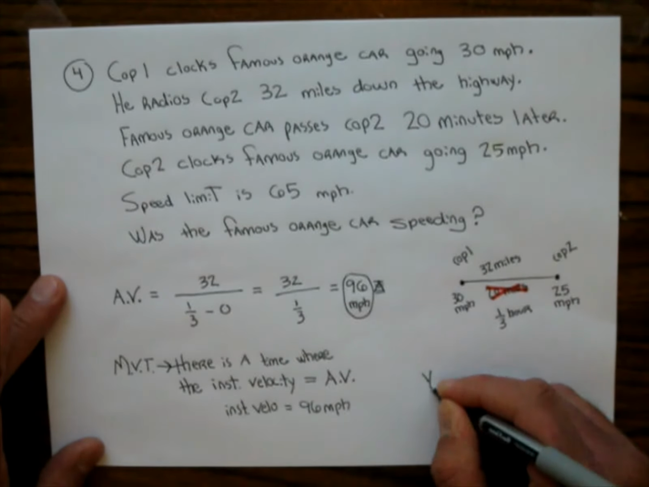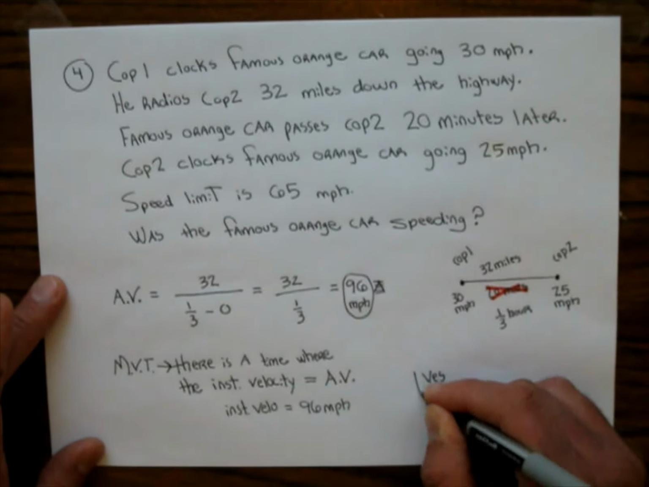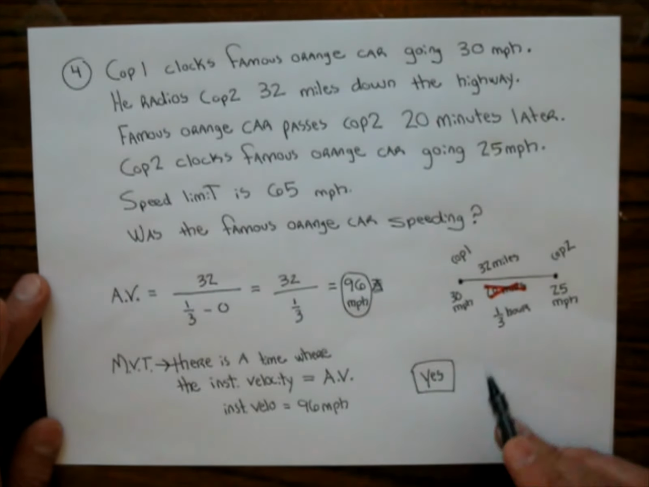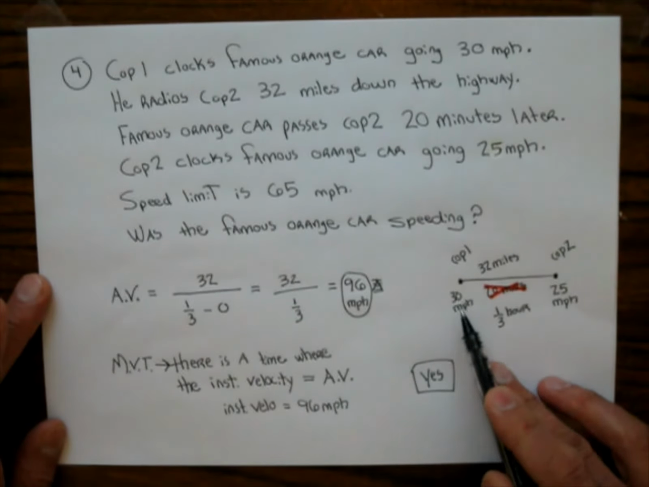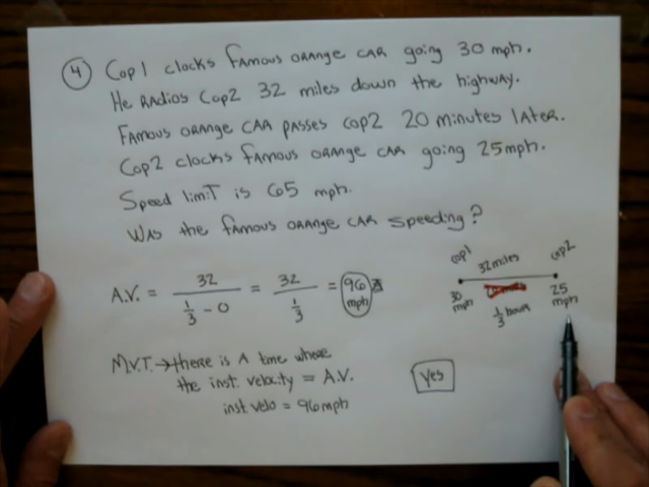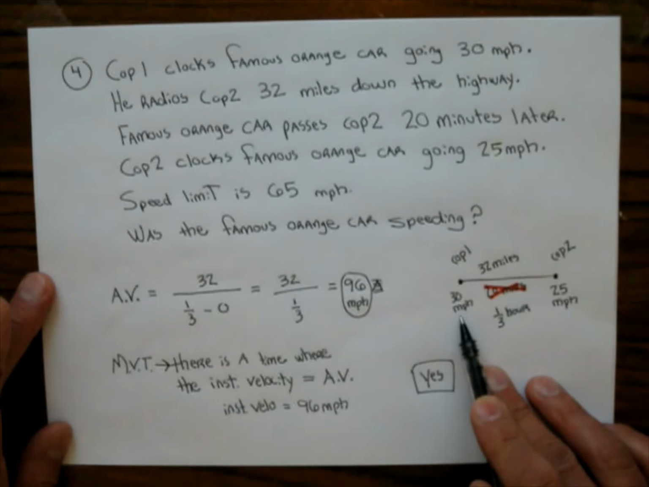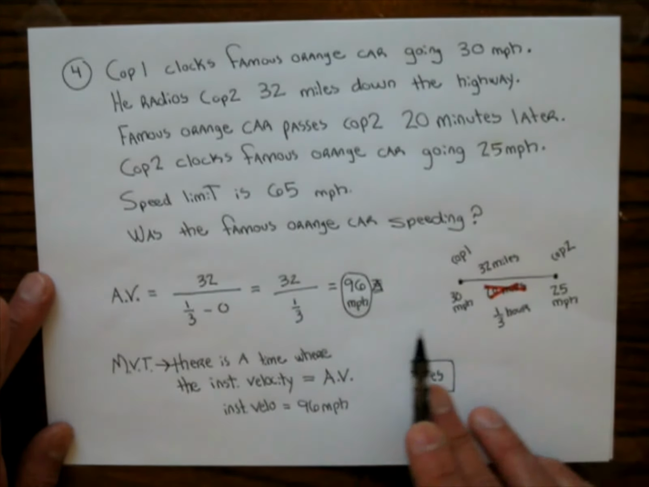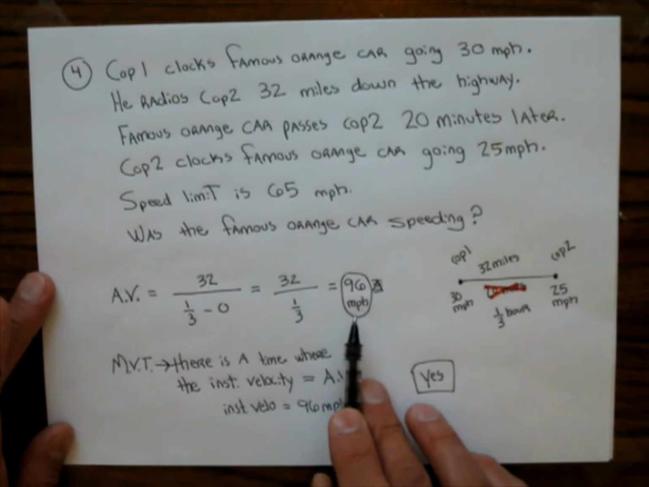So the answer is, was the famous orange car speeding sometime along the line? The answer is yes. Now, they weren't speeding when they passed cop 1. Maybe they saw cop 1 and slowed down, and then when they got to cop 2, they were going even slower than when they passed cop 1. But sometime in between, they were going at one point, at least one point, 96 miles per hour.